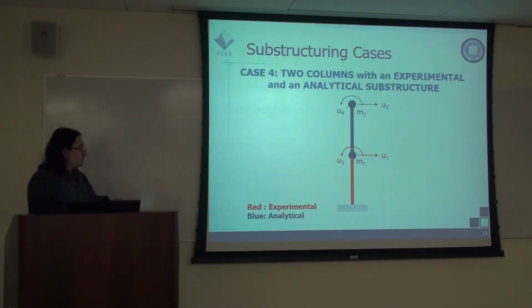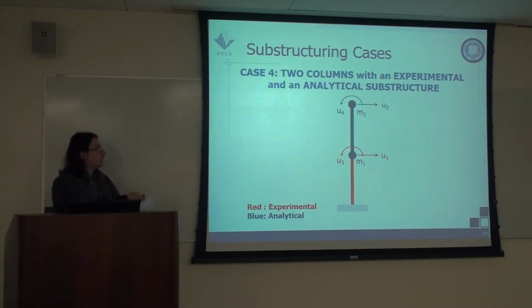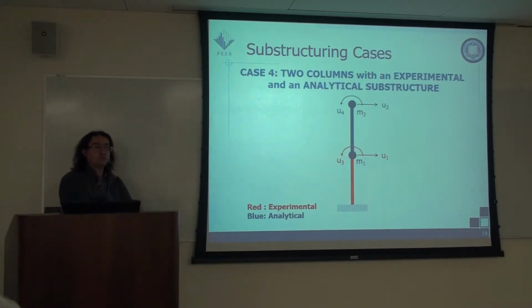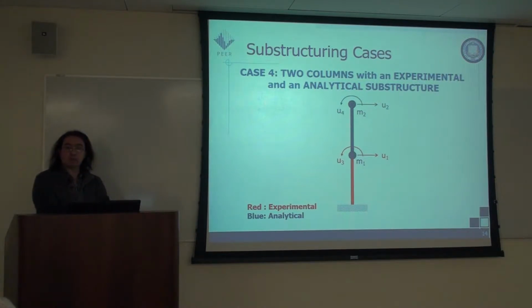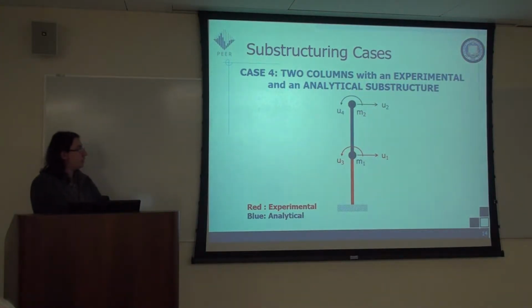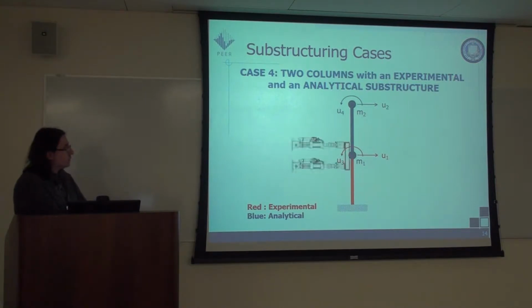So in this case, the experimental column is the one at the bottom and the analytical one is the one at the top. And here we have these 2 degrees of freedom, the translational and the rotational, and we need the rotational here because of the moment transfer between the analytical column and the experimental. And basically, same thing as the single column, these 2 degrees of freedom can be controlled with these 2 actuators.